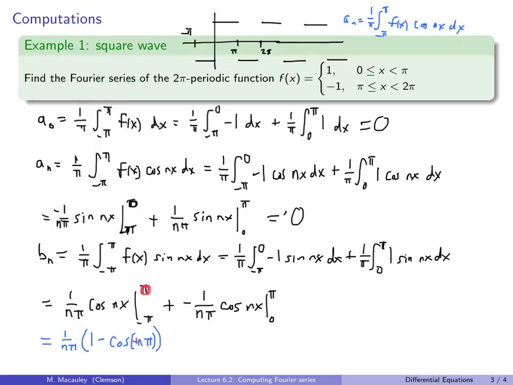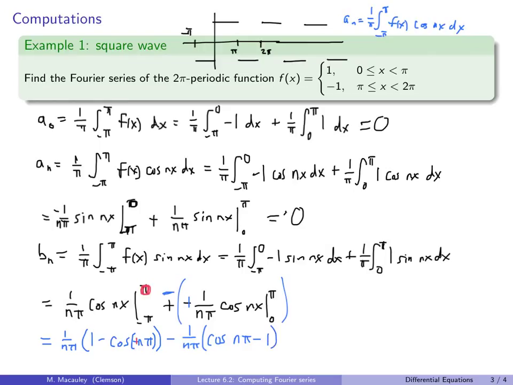And now, let's do this one. I'm gonna make this minus. So I'm gonna put the negative sign here and the plus sign here, just to make things easier. Though I am gonna put a 1 over n pi outside, and now we have cosine of n pi minus cosine of 0, which is just 1.